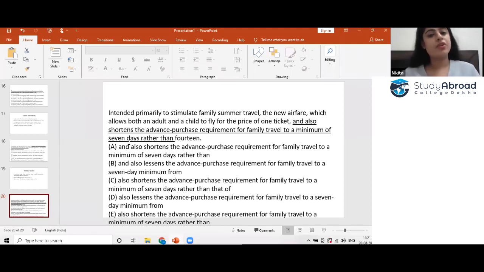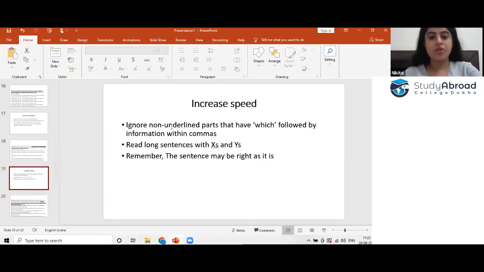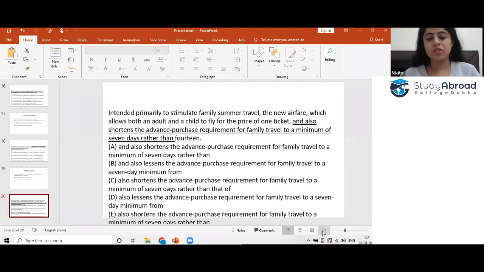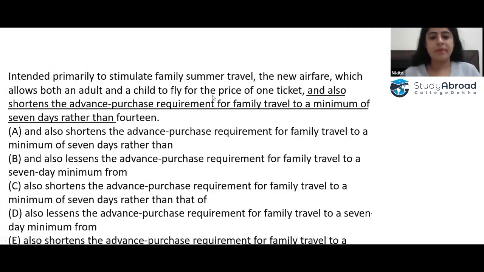There are at least 3 to 4 questions out of the total questions that you get on sentence correction on GMAT in which A is the correct option. Okay, so be very clear on this fact that option A can be the correct one. Now, coming back to the first point, which said to ignore non-underlined parts that have which followed by information with commas. Now, students, what do we mean by this?